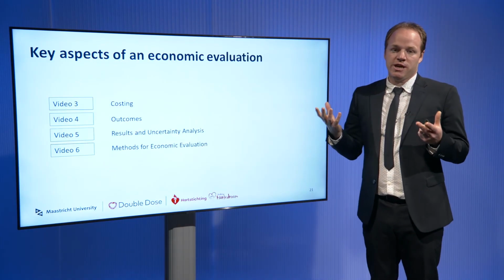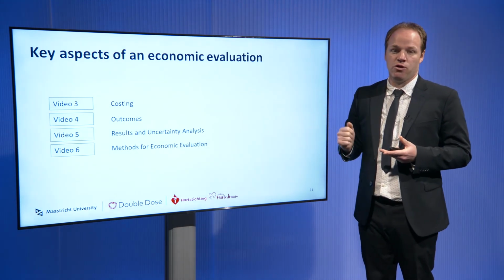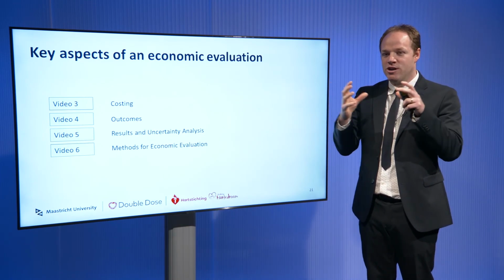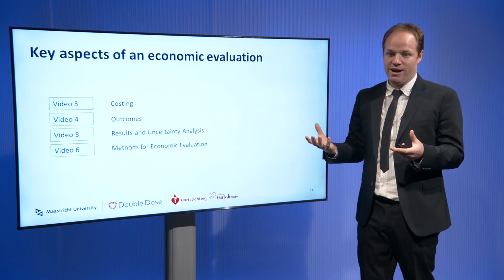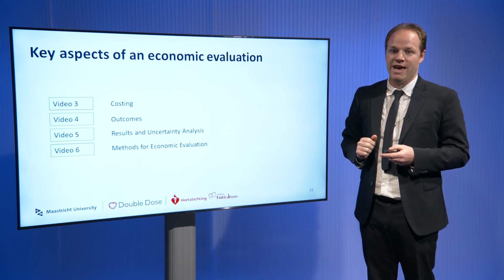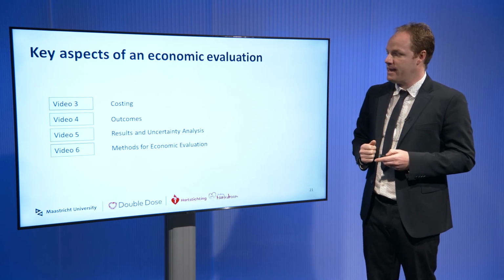To build up such an economic evaluation, there are some key aspects. We need to look at the cost. We need to look at the outcome. And then we need to combine cost and outcome to provide the results and to make some uncertainty analysis. There are different methods for economic evaluation, and each of these aspects will be further explained in the next videos.